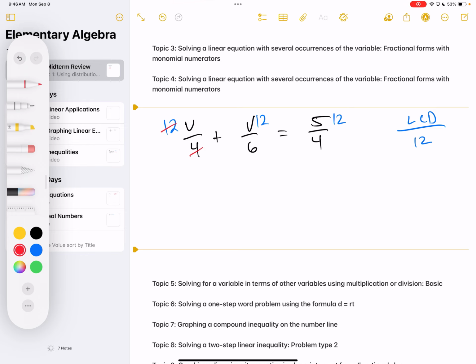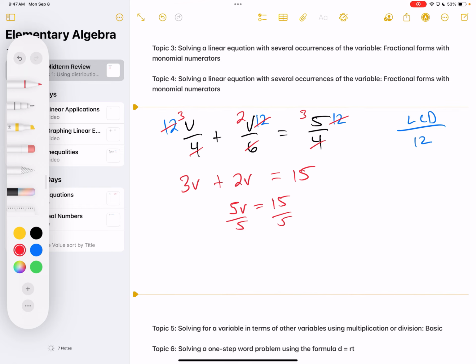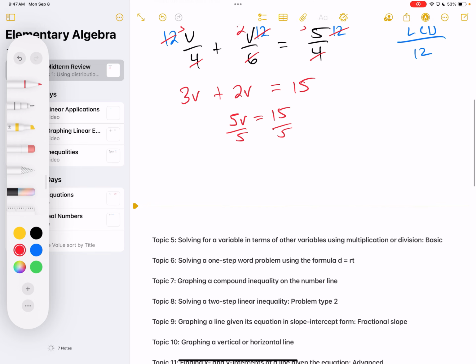12 divided by 4 would be 3, so that becomes 3v. 12 divided by 6 would be 2, so that becomes 2v. On this one, you got a number on top, so 12 divided by 4 is 3, and then 3 times 5 would be 15. So that is 5v equals 15. Divide both sides by 5. And v is 3.